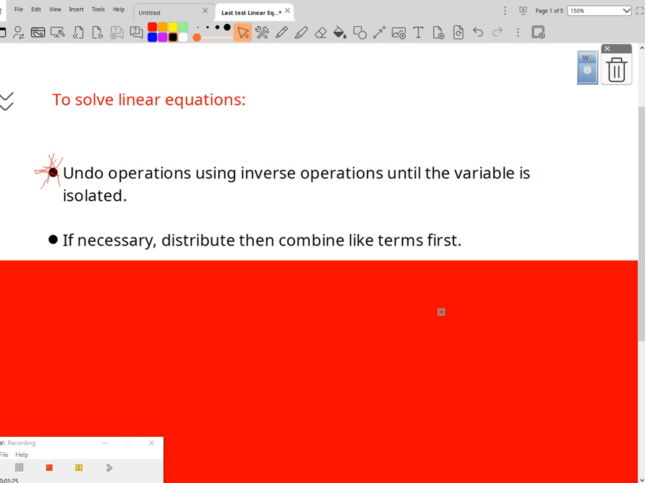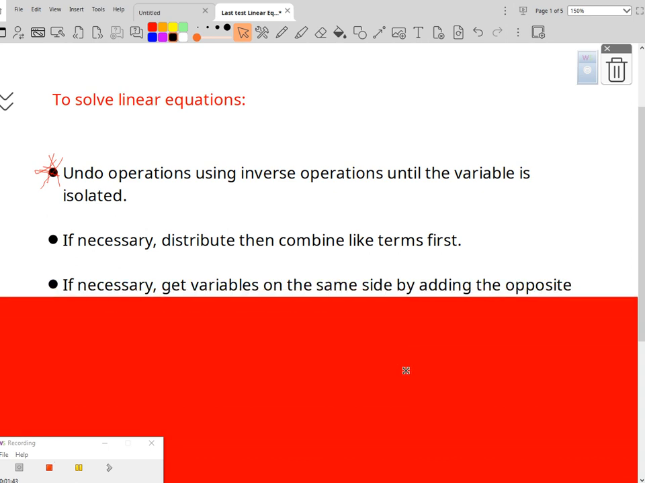If necessary, so if we have something that's outside of the set of parentheses that needs to be distributed, we're going to distribute that. Then we're going to add or subtract all the terms that are like terms, same variables with same exponent.